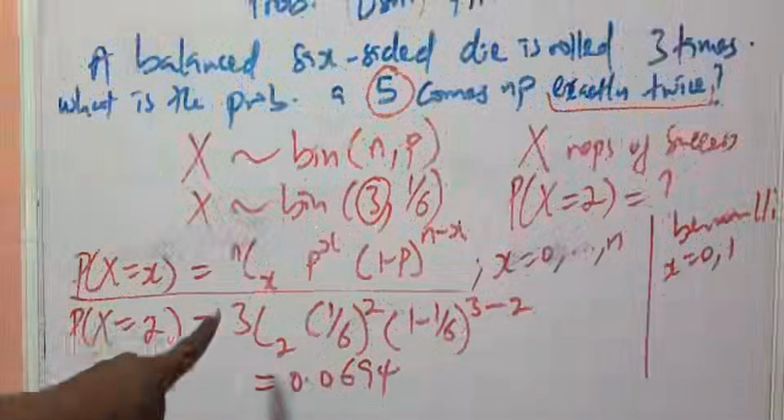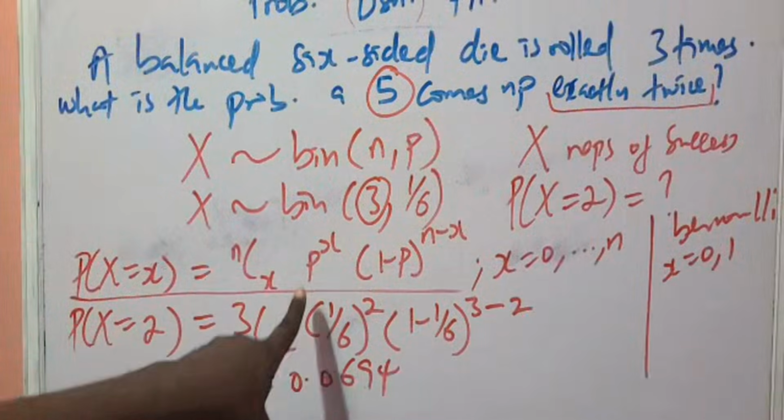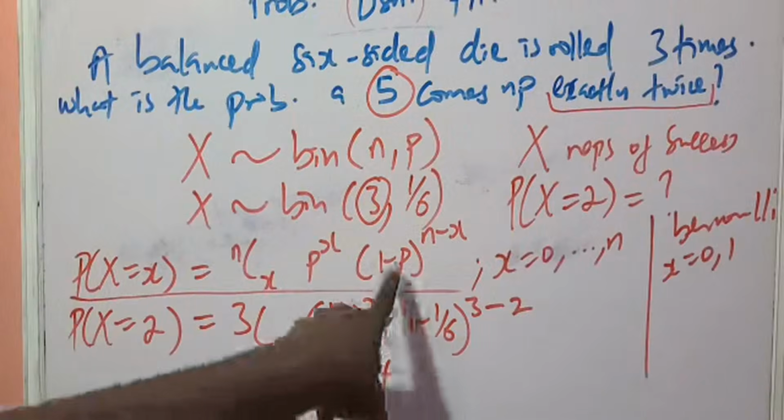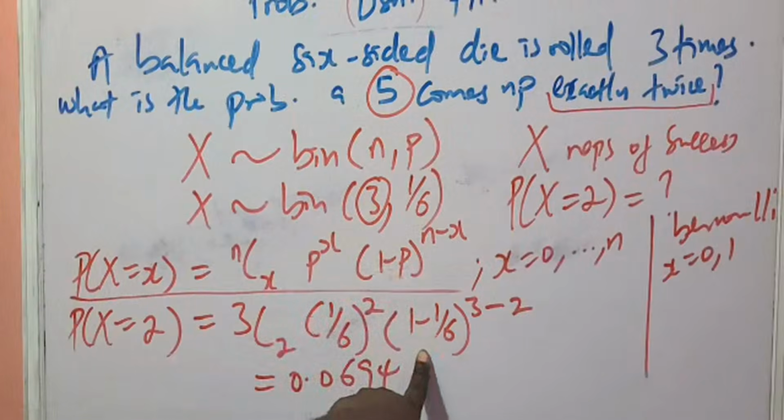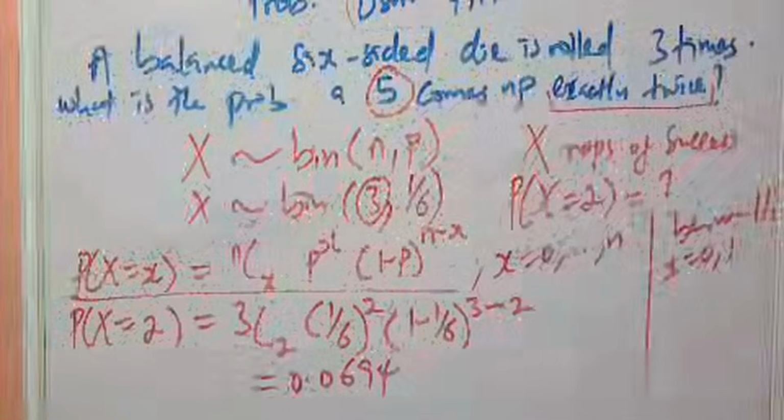You're rolling a die 3 times. So the number of trials there is 3. X, of course, is 2. Probability of success is 1 over 6. Probability of failure will be 5 over 6. That's 1 minus 1 over 6. Then you put this all there, put it in your formula and see what you're going to get.